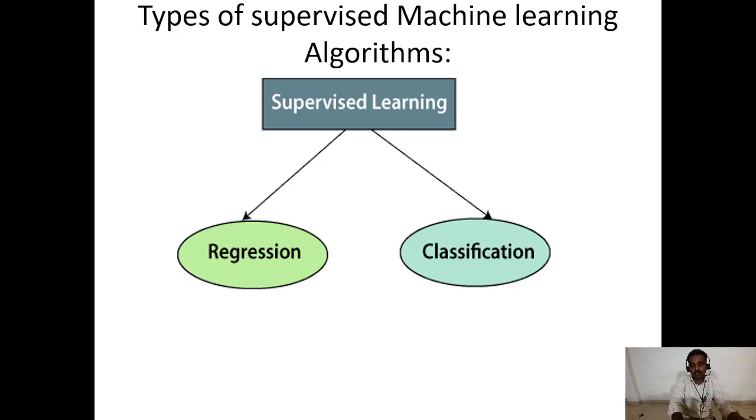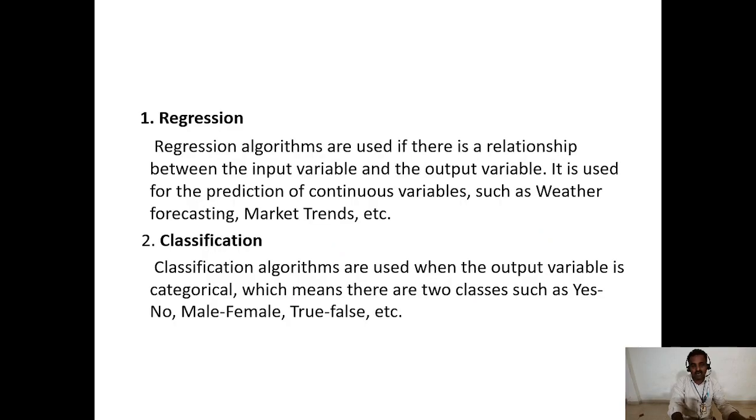Next one, what are the supervised machine learning algorithms? These are of two types. One is regression and the second one is classification. So supervised learning algorithms can be divided into two things: regression and classification. So what is regression? Regression algorithms are used if there is a relationship between the input variable and the output variable. It is used for the prediction of continuous variables such as weather forecasting, market trends, etc. If you want to predict continuous variables, then you have to use regression.